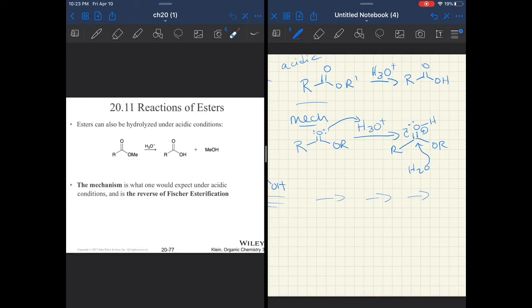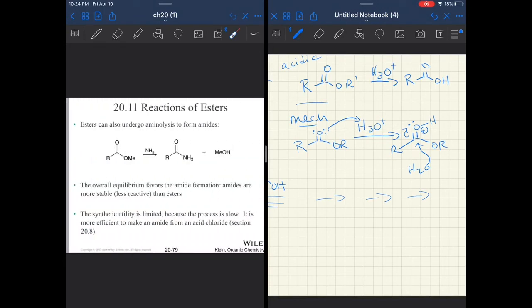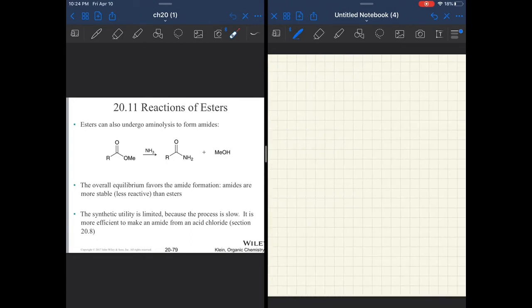And also, just a note here, it really is just the reverse of Fischer esterification. Since we just went through that a few slides back, you can refer to that as you try to move forward here. Or, you know, here's a picture of it. Okay, so we can still do hydrolysis. This is jumping straight to aminolysis. I'm going to also add in here, alcoholysis is possible, as is aminolysis.